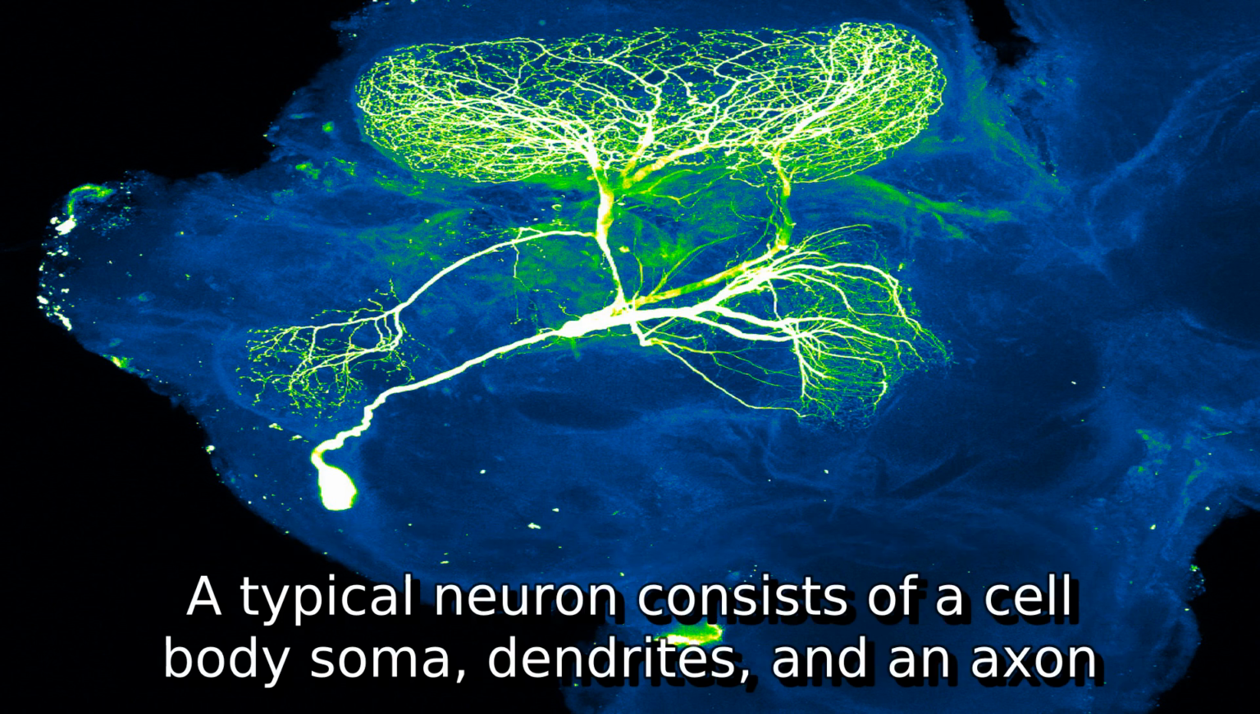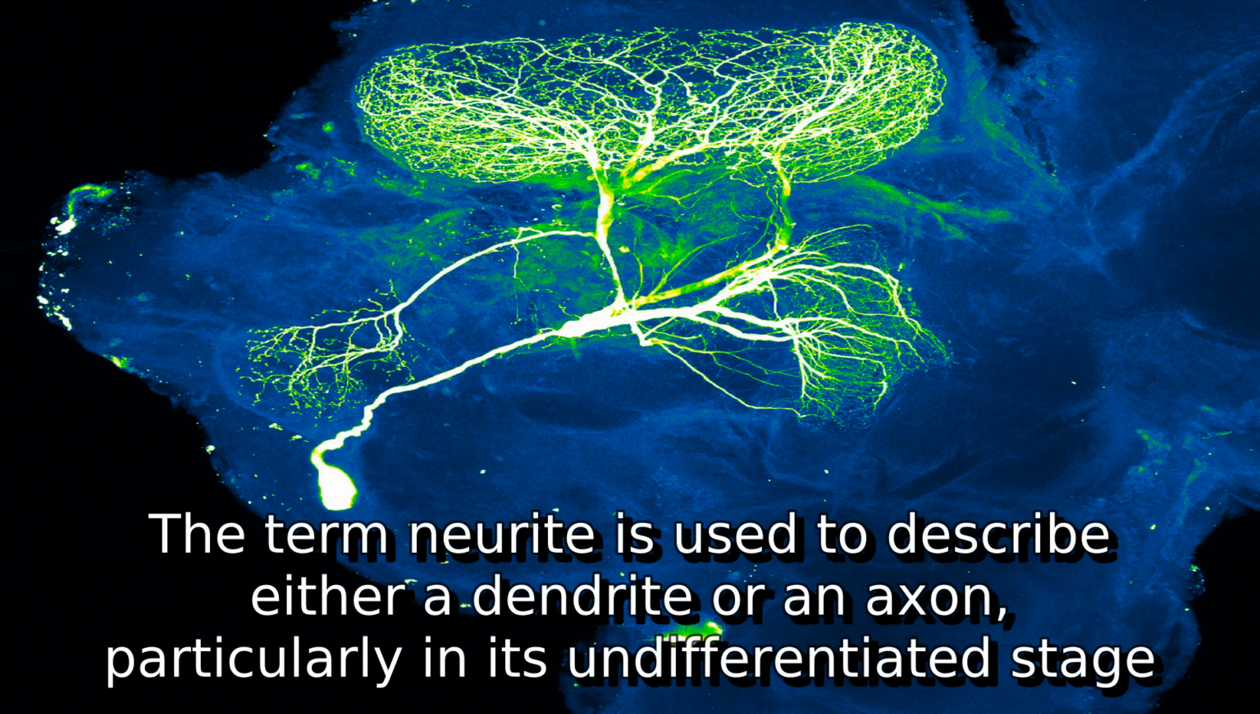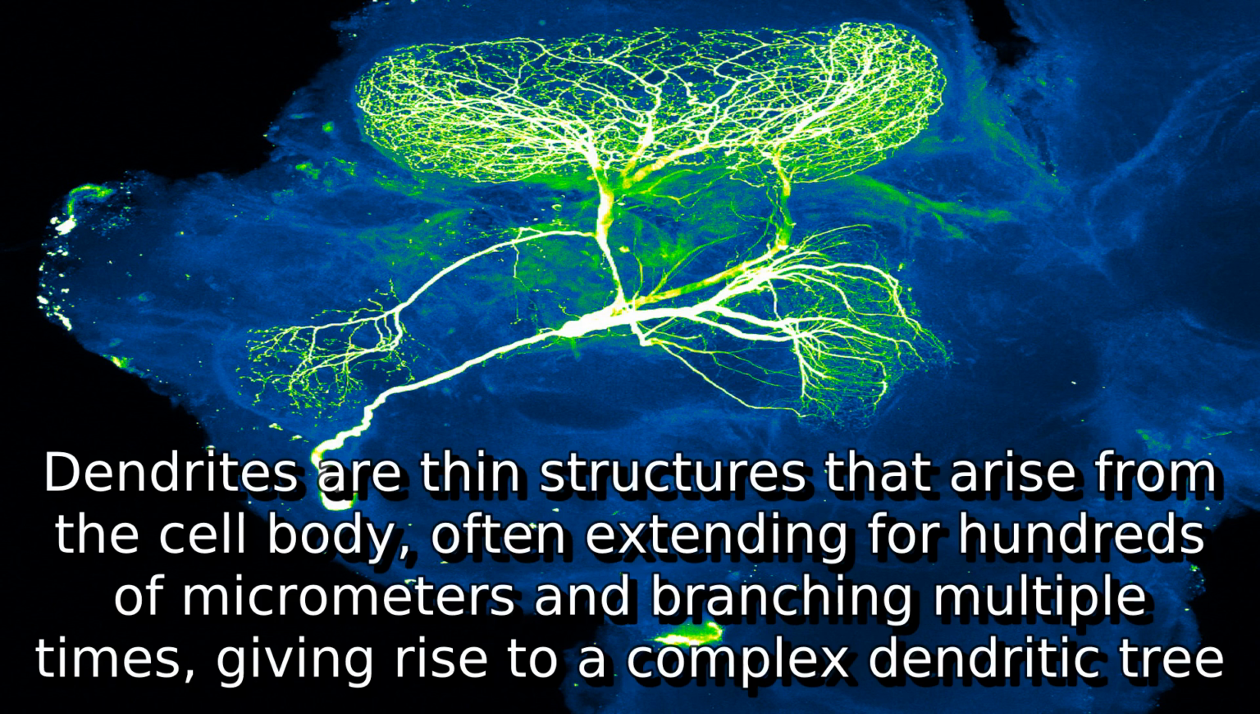A typical neuron consists of a cell body (soma), dendrites, and an axon. The term neurite is used to describe either a dendrite or an axon, particularly in its undifferentiated stage. Dendrites are thin structures that arise from the cell body, often extending for hundreds of micrometers and branching multiple times, giving rise to a complex dendritic tree.